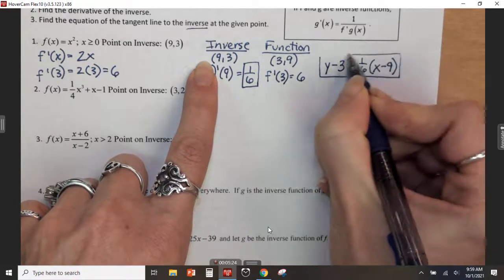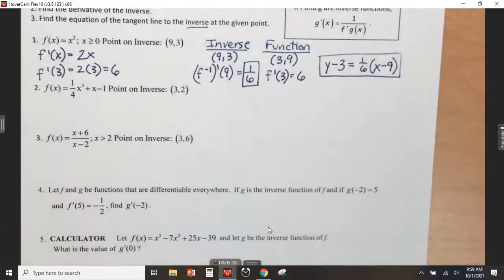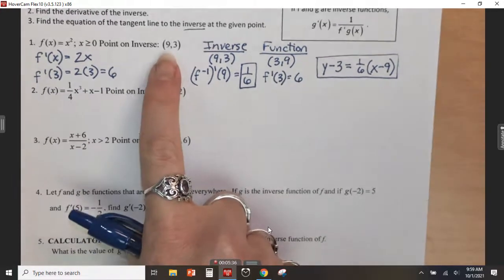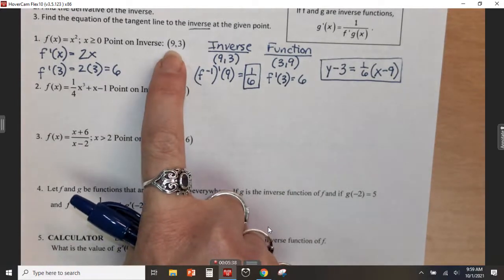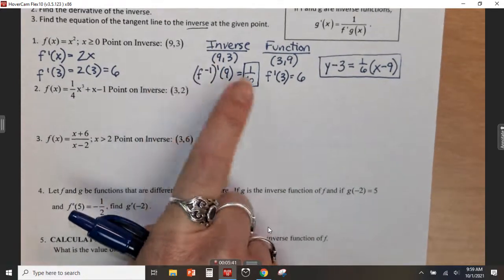And that's our answer to this problem. So we're just finding the equation, we're not answering it? We are finding the equation of the tangent line to the inverse function at that given point. Yeah, that's what I meant. Yes. I don't understand, how did you get 1/6 of 9?